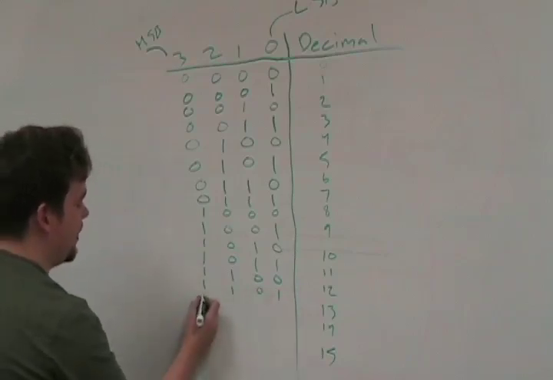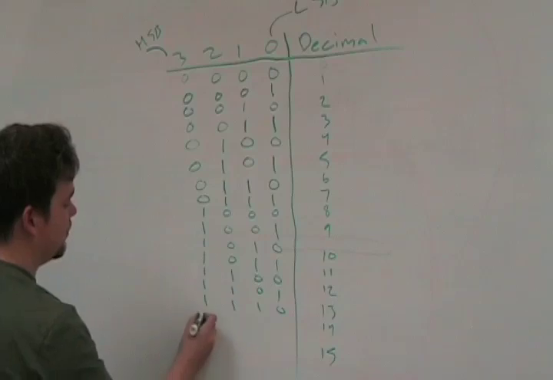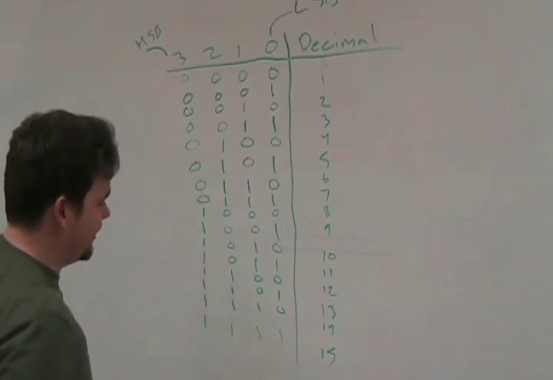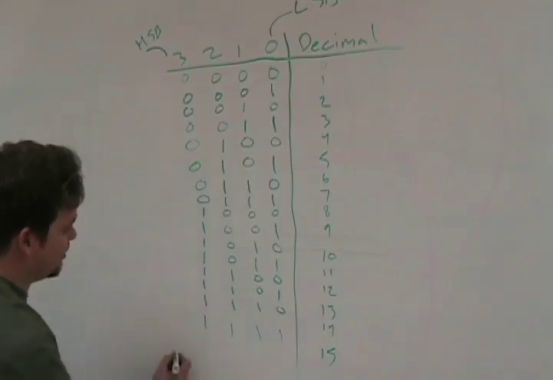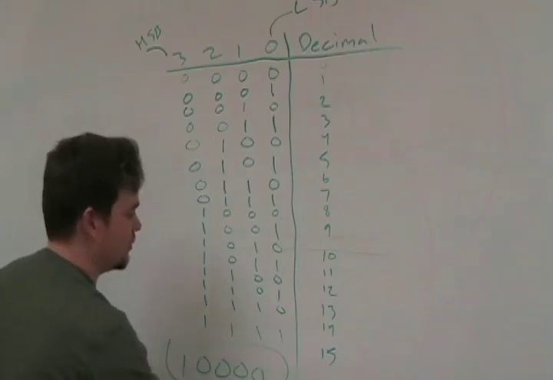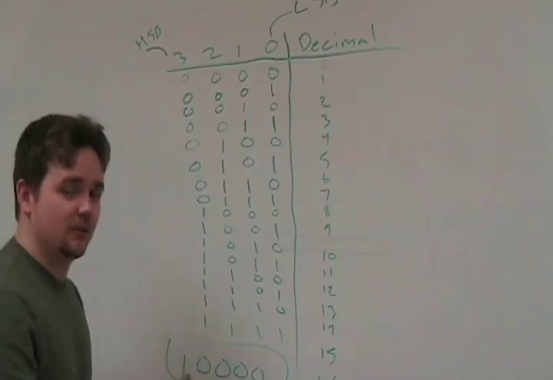We want 14, 8 plus 4 plus 2 equals 14. We want 15, 1, 1, 1, 1. 8 plus 4 plus 2 plus 1 equals 15. So if we wanted to go on to 16, it would be 1, 0, 0, 0, 0 equals 16. And then we keep going on that table. Now that's a pretty good way of looking at it.